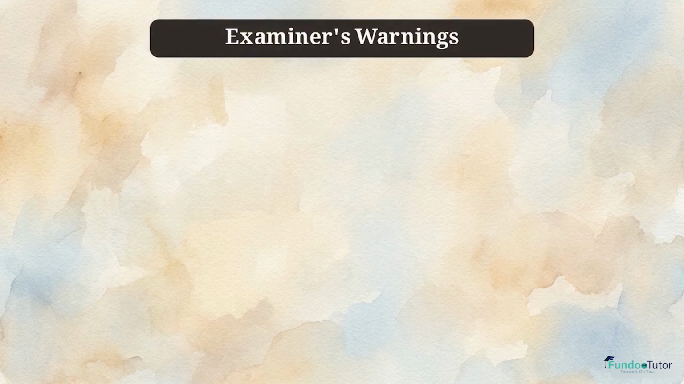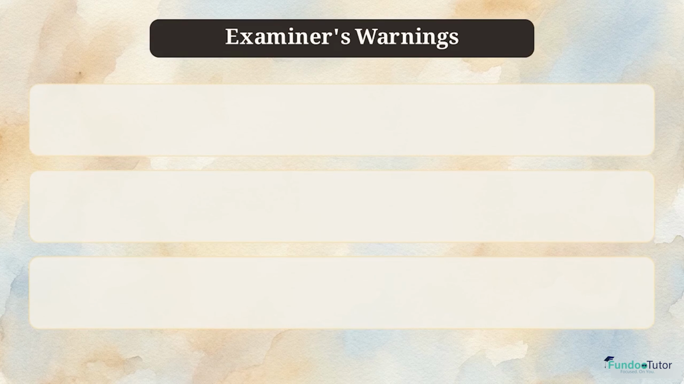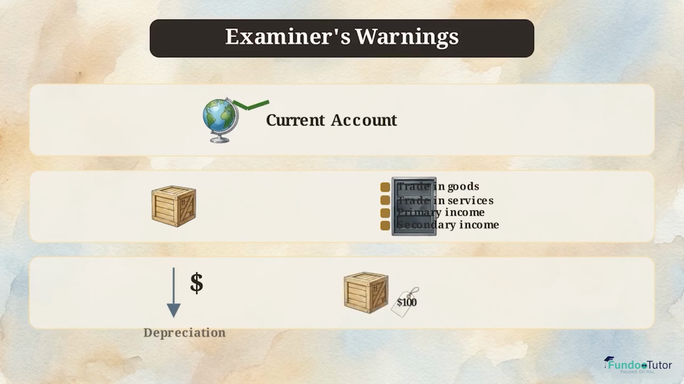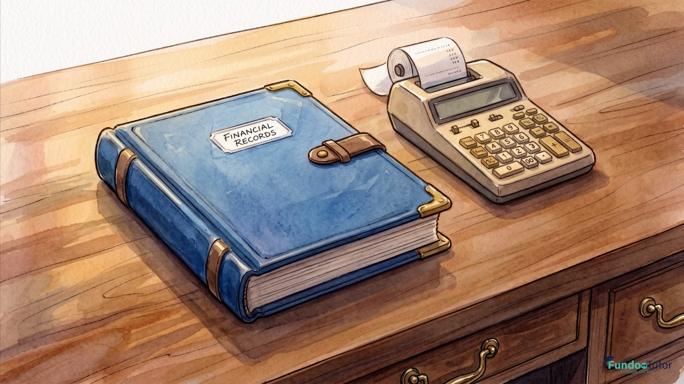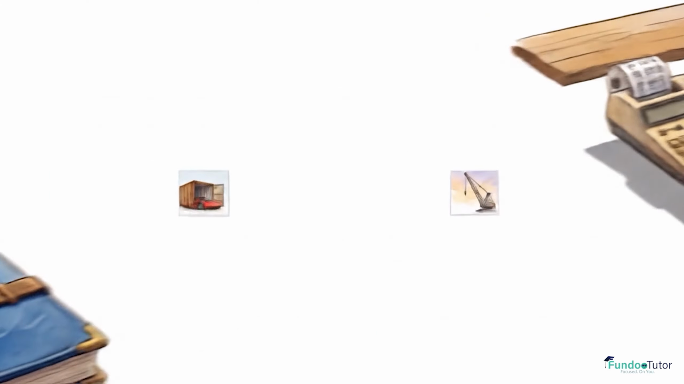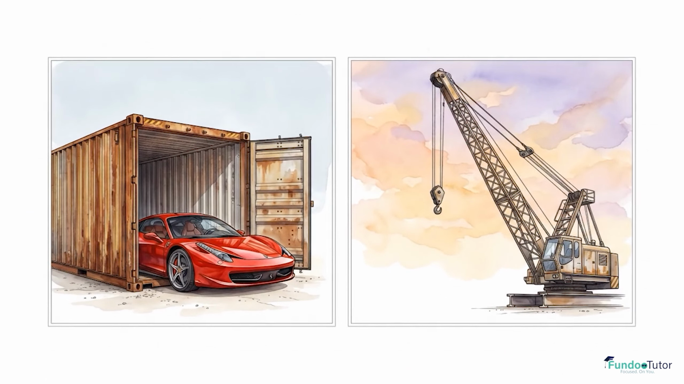As you prepare for the exam, keep the examiner's chief warnings in mind. Distinguish between a current account deficit and a government budget deficit. Account for services and income streams alongside physical trade. And remember that a depreciating exchange rate makes your exports cheaper, not more expensive. A current account deficit is rarely a simple sign of economic failure. It is a financial reality that depends entirely on what the country is choosing to buy with its borrowed money.